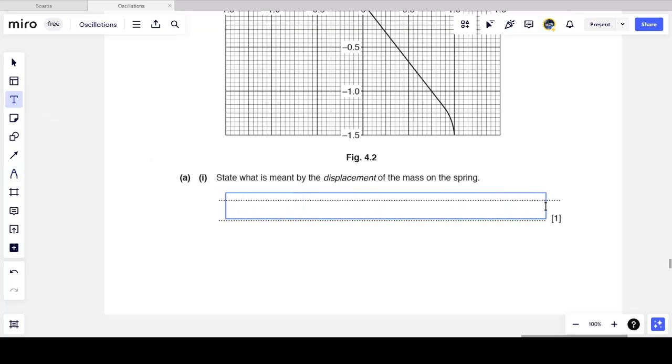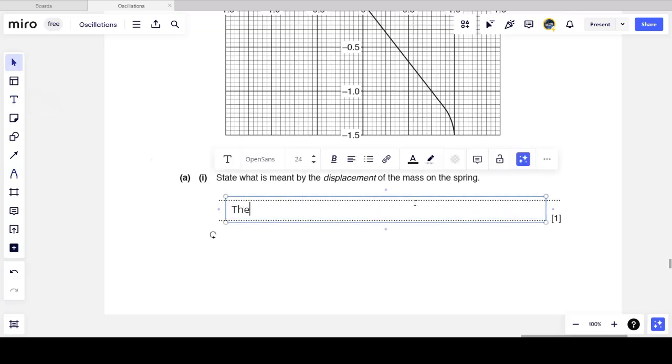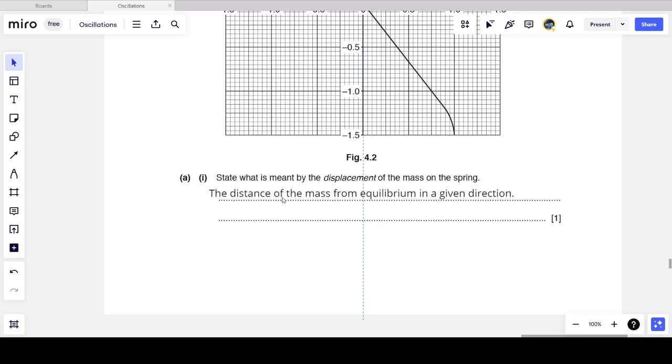So displacement, we know what it means in general kinematics, but what does displacement mean for oscillatory motion? The distance, specifically displacement of this mass on this spring. So displacement is the distance of the mass from equilibrium, from the central point, in a given direction. We must include in a given direction because displacement is a vector. So we need to have a plus or a minus sign to tell us if it's up or down from the equilibrium position. The distance of the mass from equilibrium in a given direction, and that's displacement.